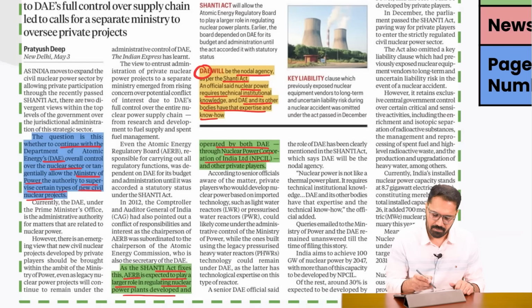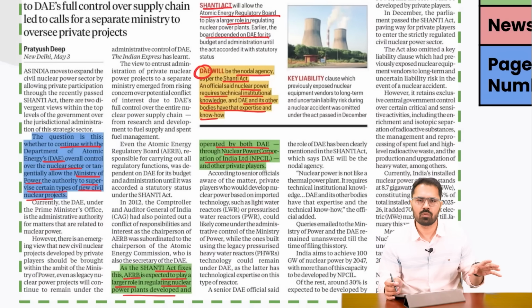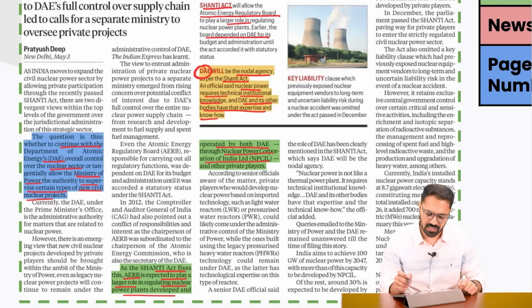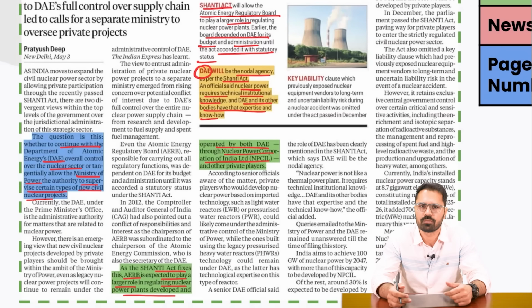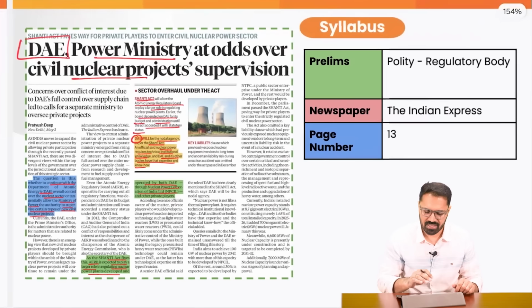See what is happening. Basically, according to the Shanti Act, the Atomic Energy Regulatory Board will play a larger role. Earlier, this board was dependent upon the Department of Atomic Energy. It was within it to get its funding for its budget and administration. Now this act has accorded statutory status to the Atomic Energy Regulatory Board. Okay? So better management can be done.